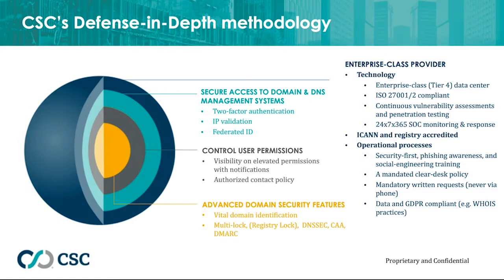The third gray layer on the diagram is to control user permissions. At CSC and with any enterprise class provider, they should have very granular levels of permissioning and access. When people get into the domain management system, it can be as innocuous as read-only to being able to change the DNS and zones for the most important domain names that power your business. So you need to have good control over that.